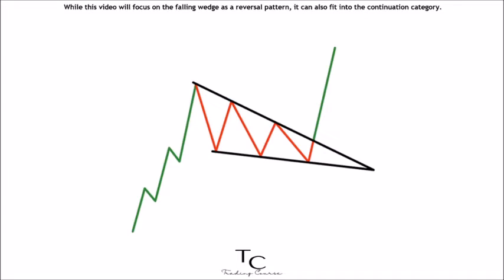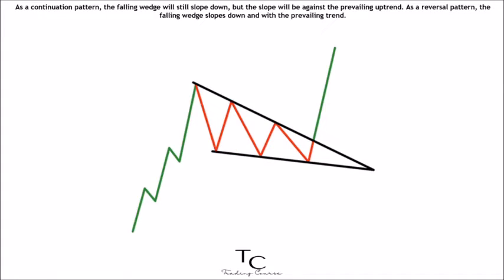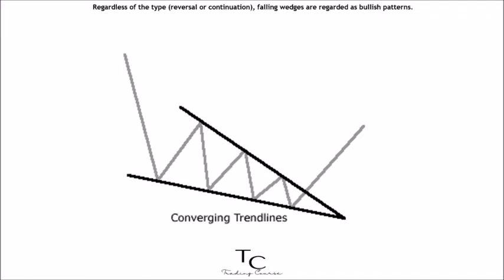While this video will focus on the falling wedge as a reversal pattern, it can also fit into the continuation category. As a continuation pattern, the falling wedge will still slope down, but the slope will be against the prevailing uptrend. As a reversal pattern, the falling wedge slopes down and with the prevailing trend. Regardless of the type, reversal or continuation, falling wedges are regarded as bullish patterns.